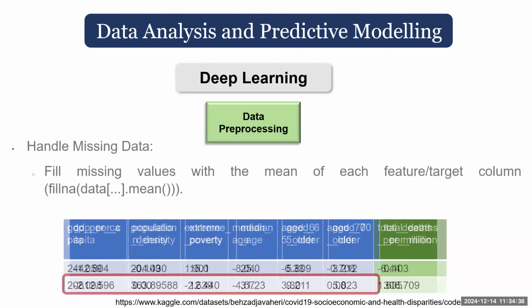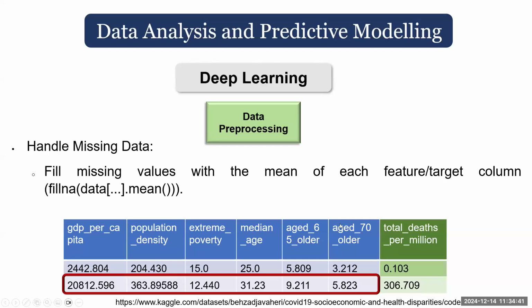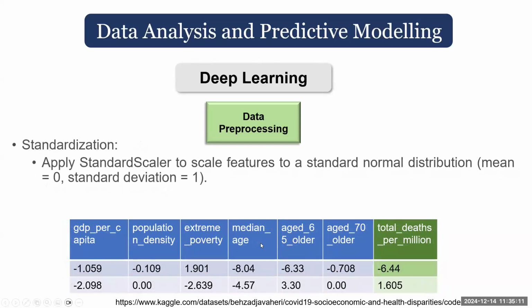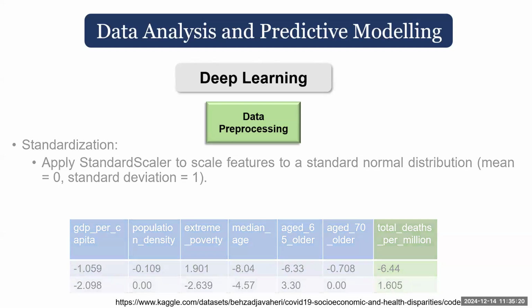For example, if you go back here, you can see we have 6 important columns. Among these, GDP per capita has 2,442, a larger value, whereas for extreme poverty the values are, say, 15 and 12. If you use it in a raw form, then every time this particular column will have more effect compared to these columns because the values are lower. That is why we need to apply standardization, a standard normal distribution where we consider mean to be 0 and standard deviation as 1.